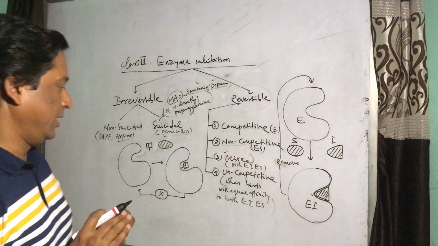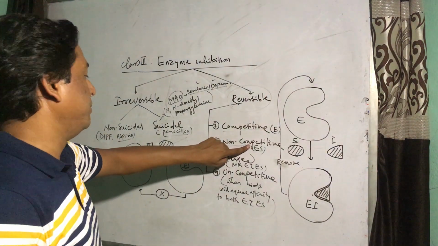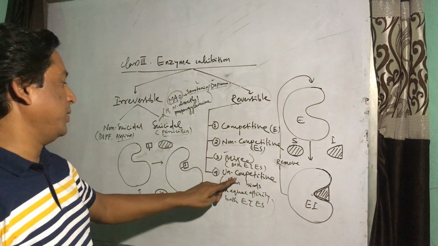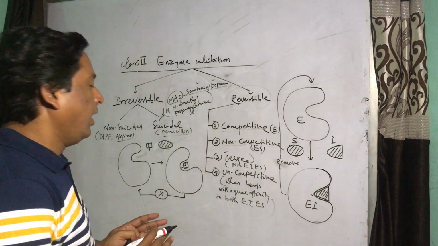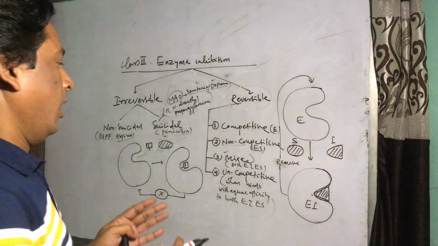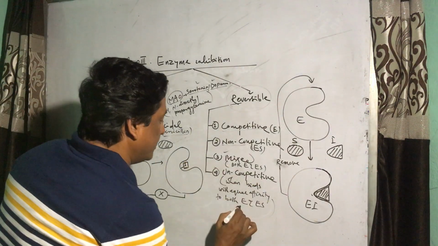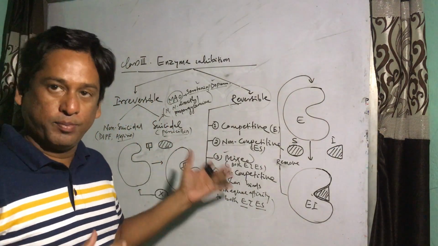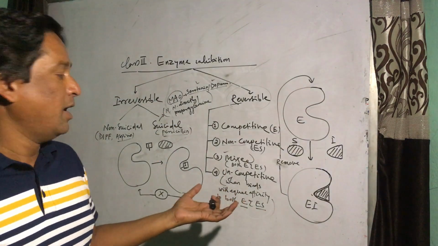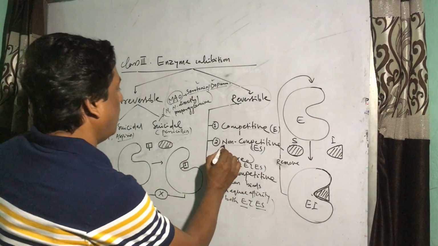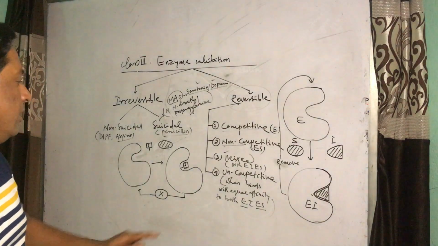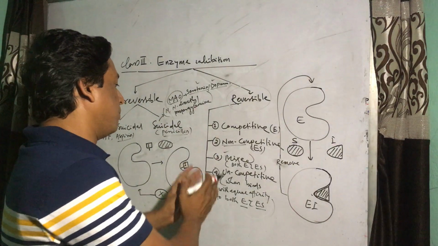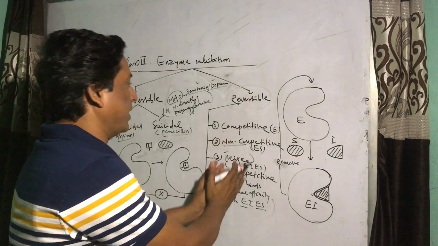Here it may be noted that non-competitive inhibition and uncompetitive inhibition are not synonymous. Uncompetitive inhibition happens when the inhibitor binds to both the enzyme and the enzyme-substrate complex with equal affinity. This is a rare phenomenon which sometimes happens, but it should not be confused with non-competitive inhibition. Rather, it is a mixed inhibition where the inhibitor binds to both the enzyme-substrate complex as well as the enzyme.